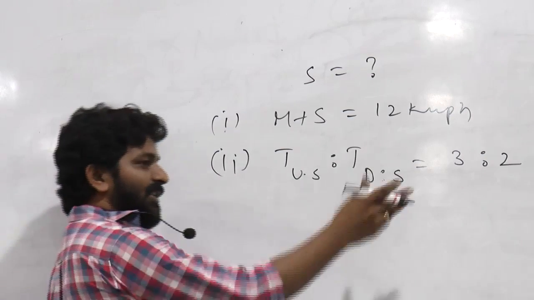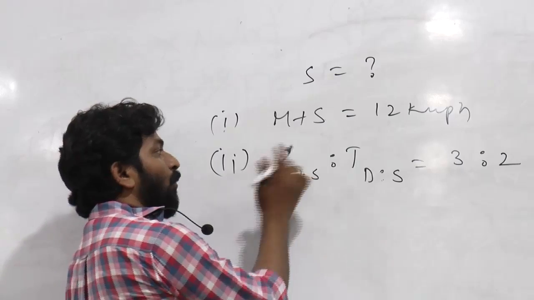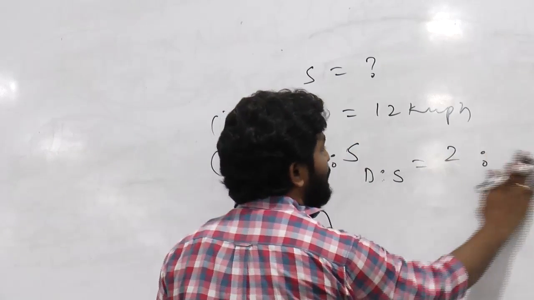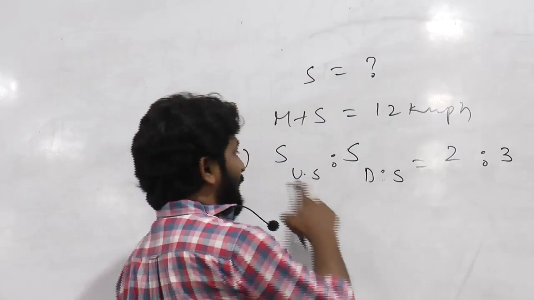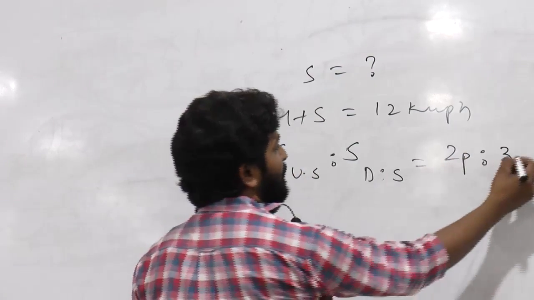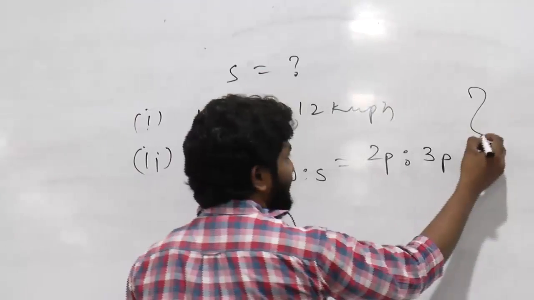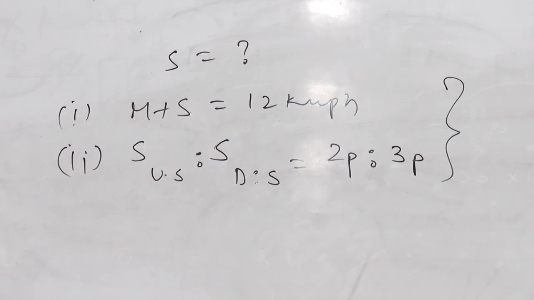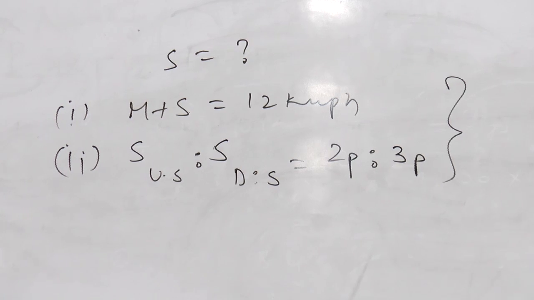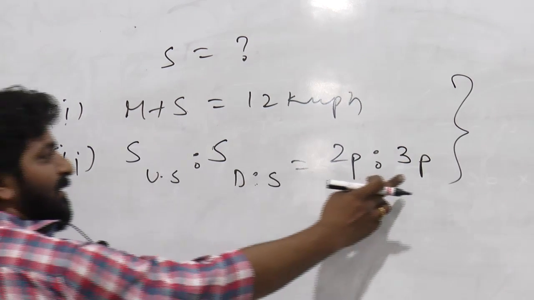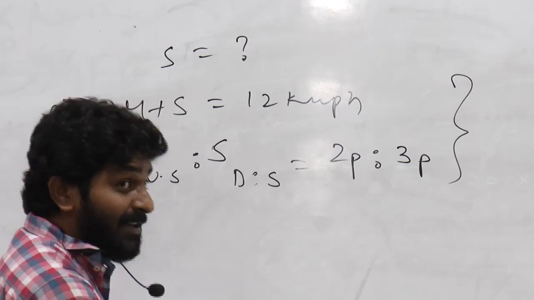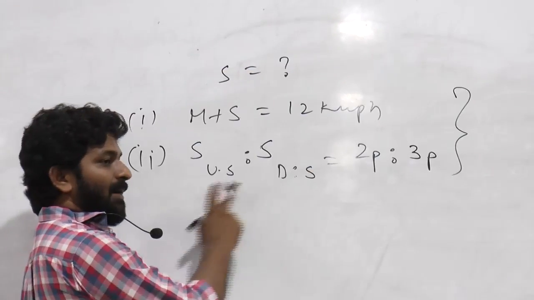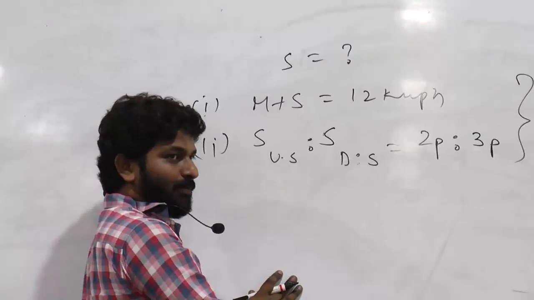If the time ratio is 3:2, whatever the speed ratio, it is 2:3. Upstream speed is 2 parts, downstream speed is 3 parts. Using these two, can you get your answer? Yes or no? Yes. Downstream speed is 3 parts. Stream speed is half part. Downstream minus upstream by 2.